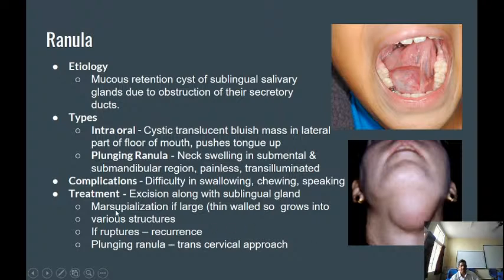And sometimes if it's a small one, if it is only intraoral, you can do a procedure called marsupialization. Okay, you just have to make an incision and then invert the linings and then stitch. That is what is marsupialization.